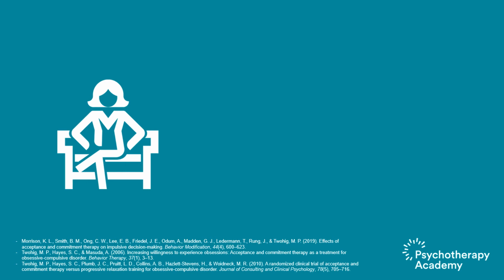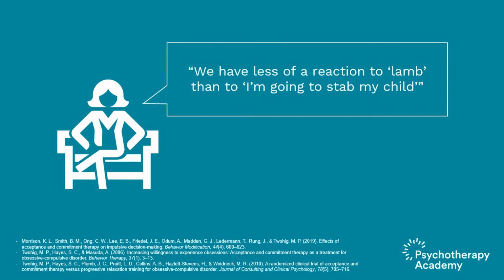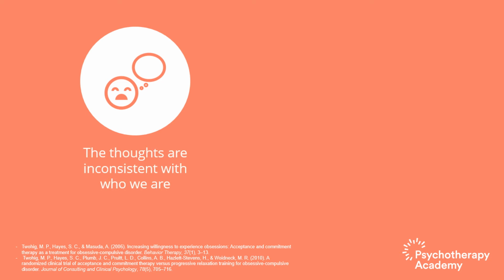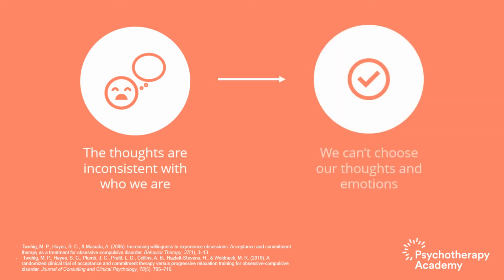If we have random thoughts that come up in our head, it's very similar to lamb just popping up there. But we have much less of a reaction to lamb than we do to "I'm going to stab my child." And so if the thoughts are inconsistent with who we are, like "I'm going to stab my child," they can be just as random, but we cannot always choose what our thoughts and emotions are.